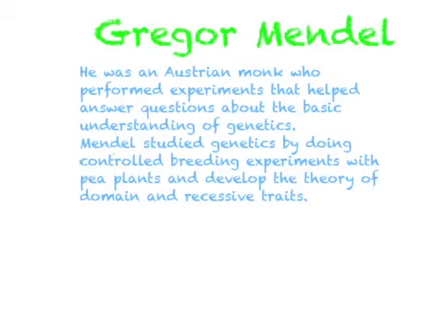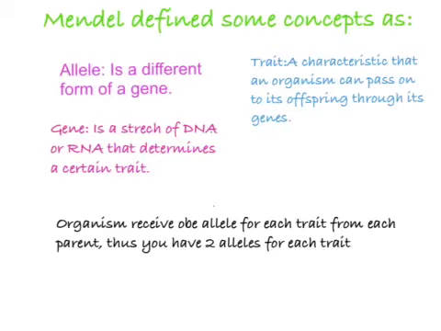Gregor Mendel. He was an Austrian monk who performed experiments that helped answer questions about the basic understanding of genetics. Mendel studied genetics by doing controlled breeding experiments with pea plants and developed the theory of dominant and recessive traits.